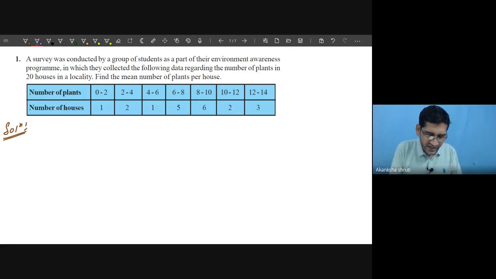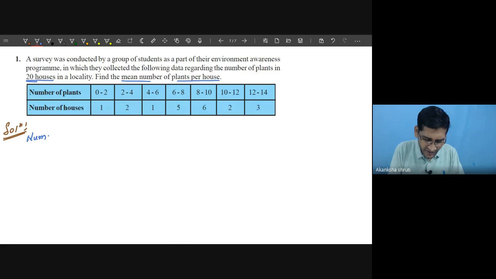So what is that? Number of plants that are being surveyed. A survey was conducted by a group of students as part of their environment awareness program, in which they collected the following data regarding the number of plants in 20 houses. You are observing 20 houses. Find the mean number of plants per house. Okay, students, so write number of plants, number of houses.